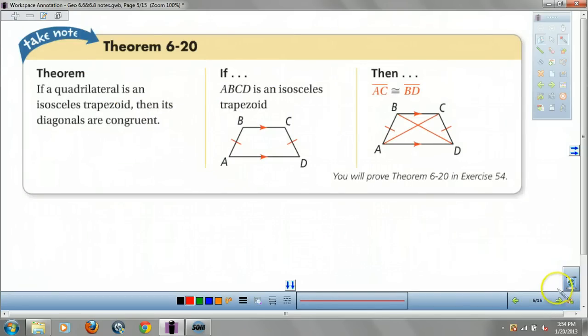Let's say you have an isosceles trapezoid, ABCD. Then your diagonals are congruent. Okay? So AC would equal BD. Now they aren't going to be bisectors this time. They are not going to be bisectors this time. Okay?